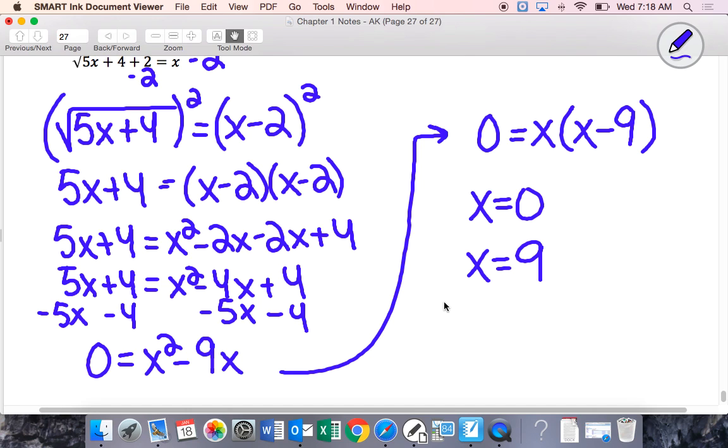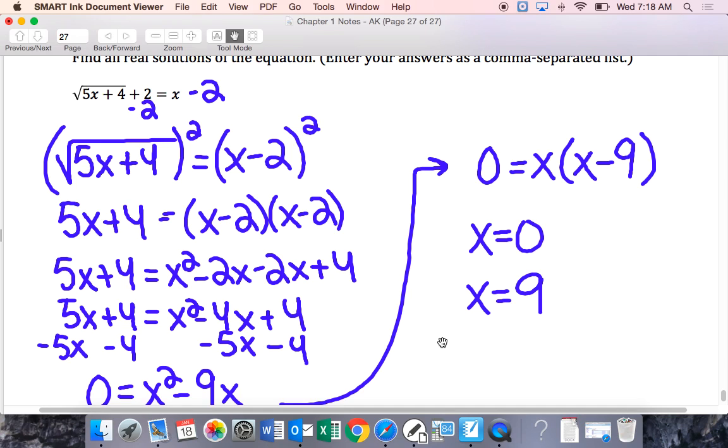But remember what I told you, you have to double check by putting it back in to your problem. So if I put 0 in for x, you're saying 5 times 0 is 0, 0 plus 4 is 4, square root of 4 is 2. So on the left-hand side, 2 plus 2 is 4. On the right-hand side, x is 0. So if I put 0 in, we're saying 4 is equal to 0. 4 cannot be equal to 0, so that's not going to work. So that means we can't have 0 for my x. 9 is going to only be the one that works for our x.